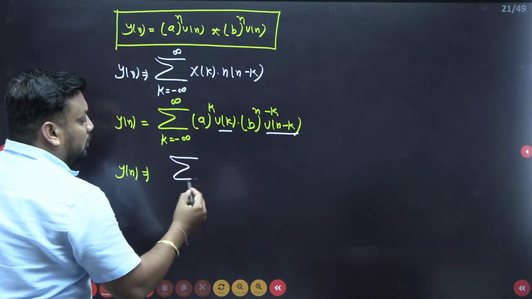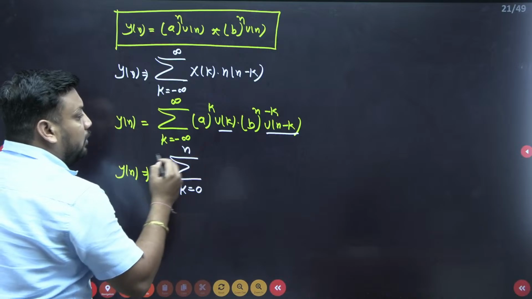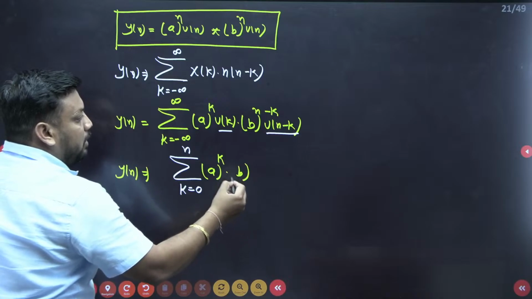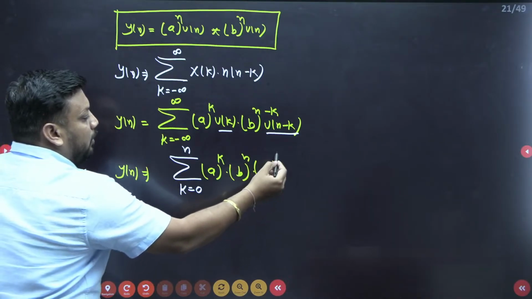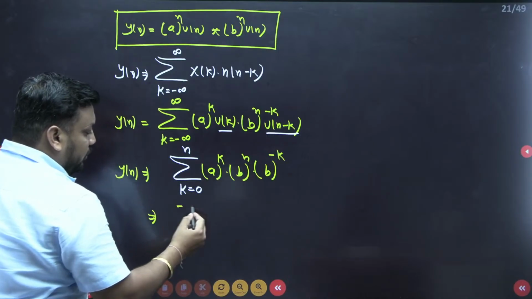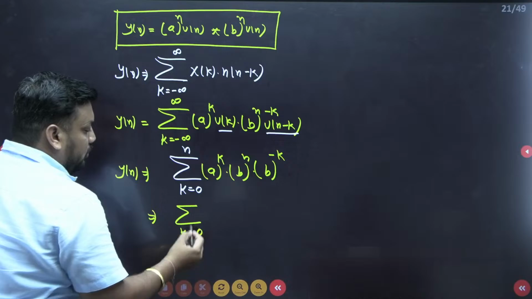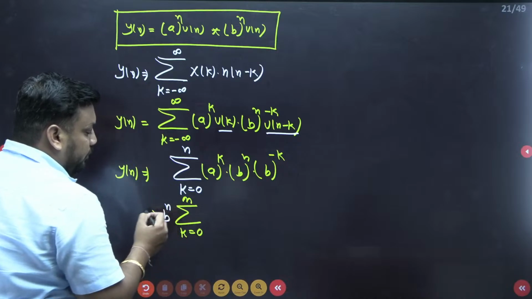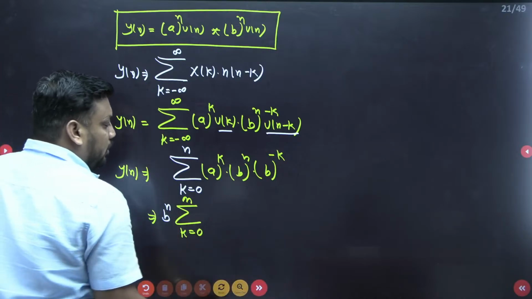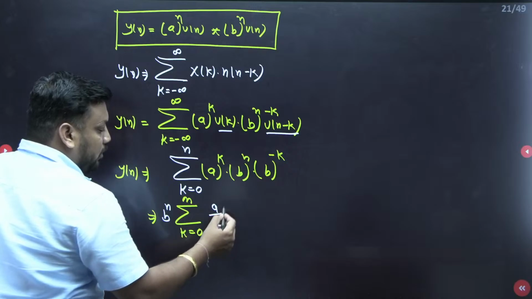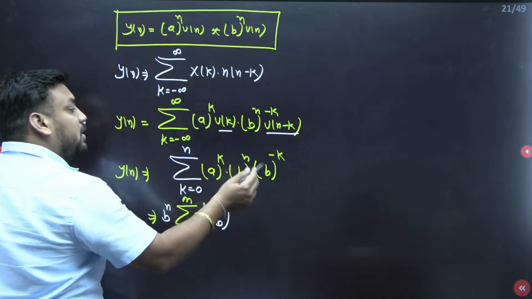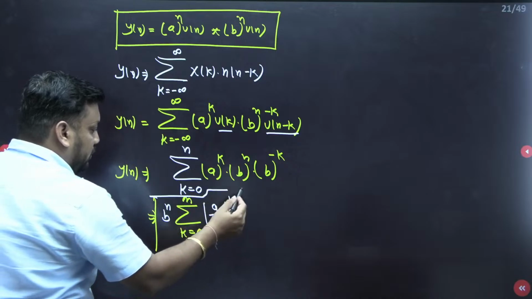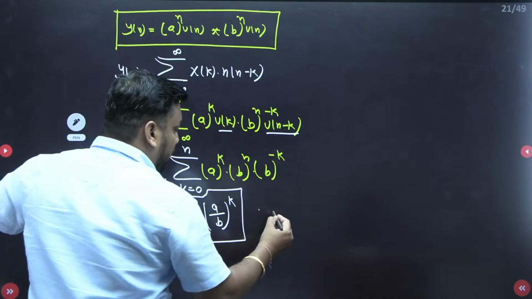When you multiply both, you get the sum from k equal to 0 to n, and inside the bracket you get a^k · b^n · b^(-k). So ultimately you get sigma of k equal to 0 to n. Now tell me guys, shall I take b^n outside the bracket? Inside the bracket I will get (a/b)^k, since a^k · b^(-k) becomes a^k upon b^k. Is that clear, sir? Yes. So now what will you get ultimately?